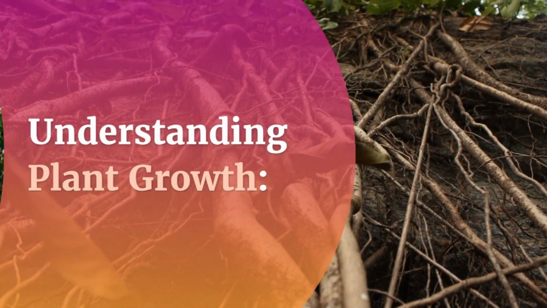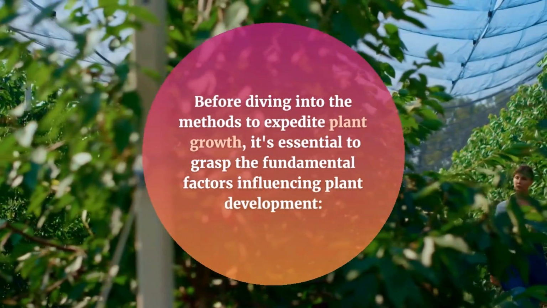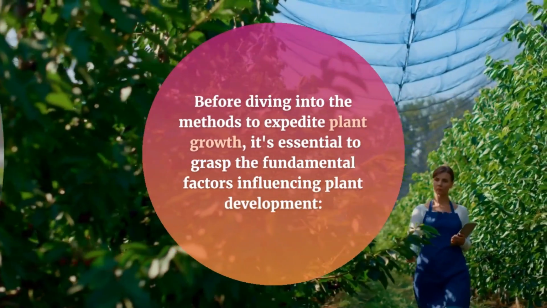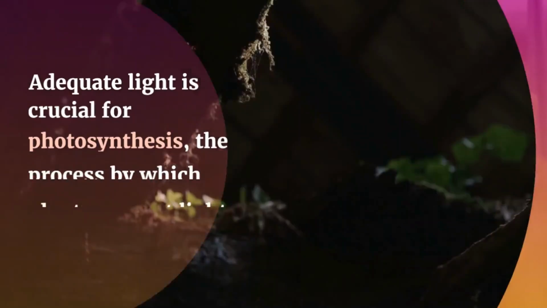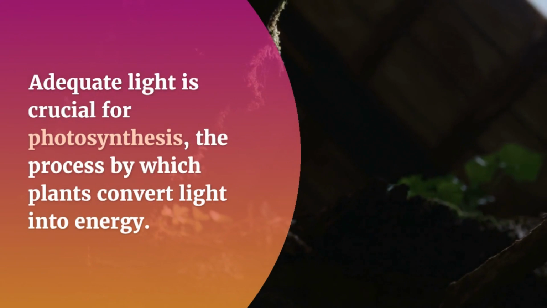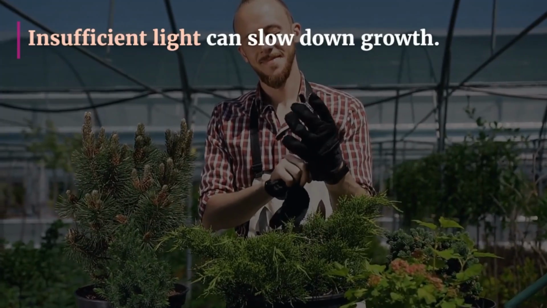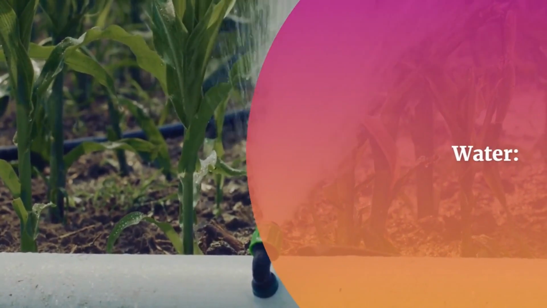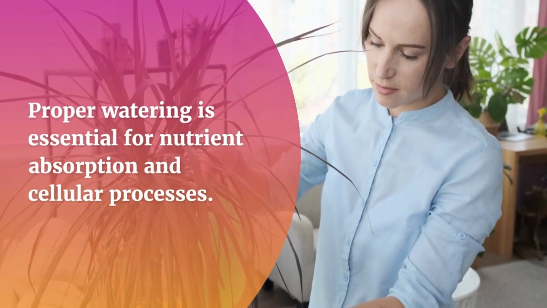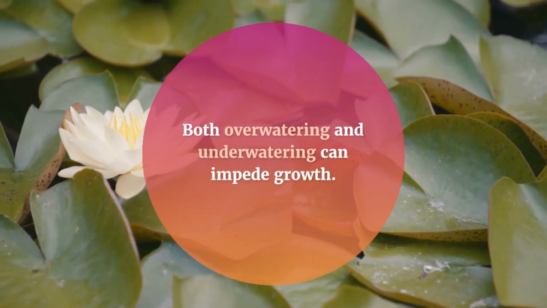Understanding plant growth. Before diving into the methods to expedite plant growth, it's essential to grasp the fundamental factors influencing plant development. Light. Adequate light is crucial for photosynthesis, the process by which plants convert light into energy. Insufficient light can slow down growth. Water. Proper watering is essential for nutrient absorption and cellular processes. Both overwatering and underwatering can impede growth.